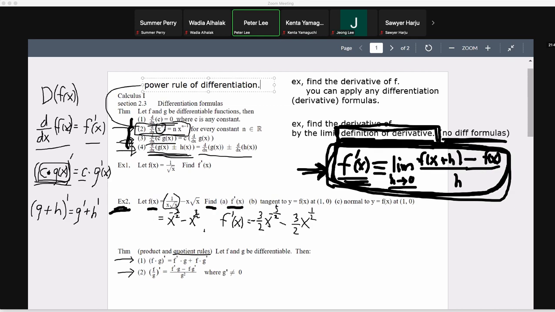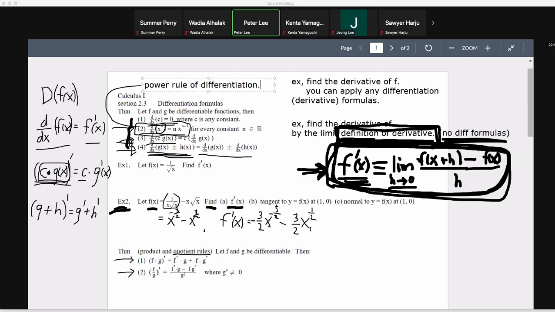Or power rule of derivatives. Differentiation is the same as the derivative. These are called the differentiation formulas, also called the derivative formulas. The process of taking the derivative is what we call differentiate. Differentiate means take the derivative, or finding the derivative.